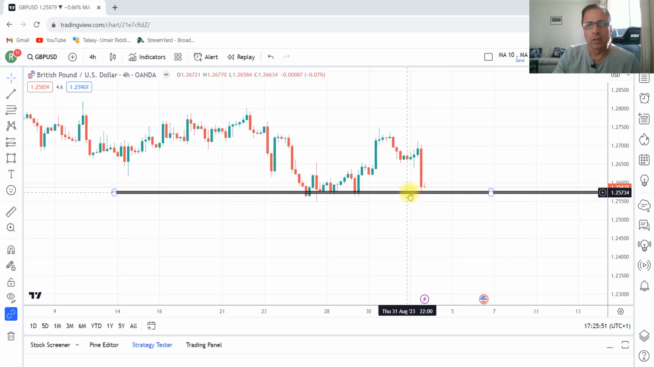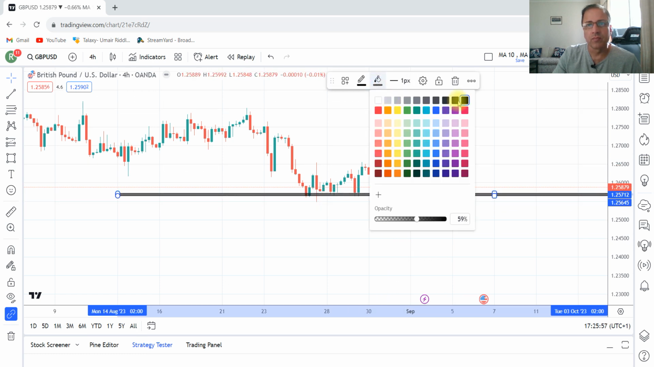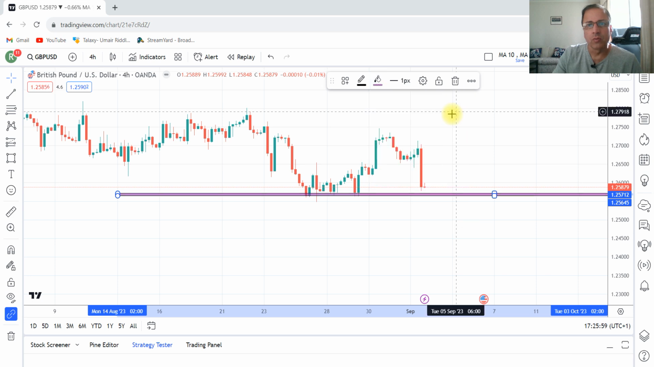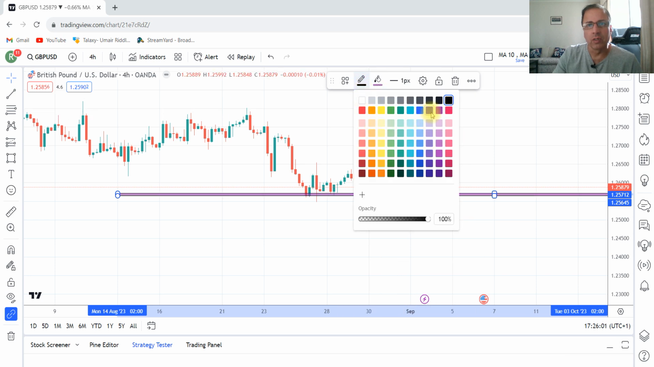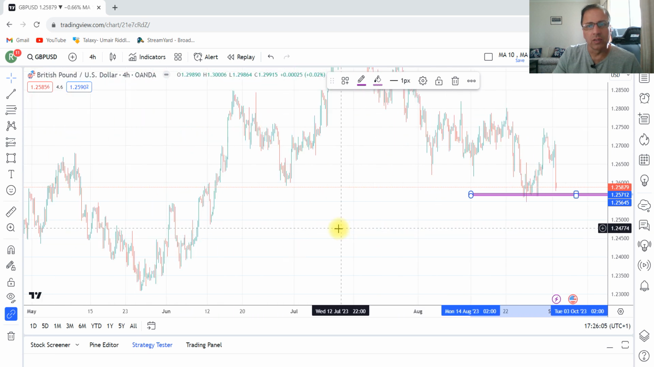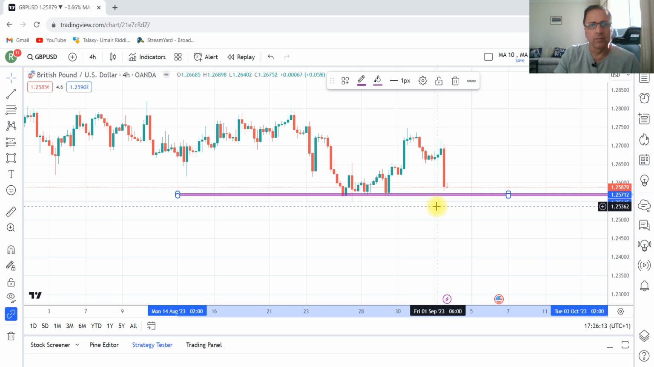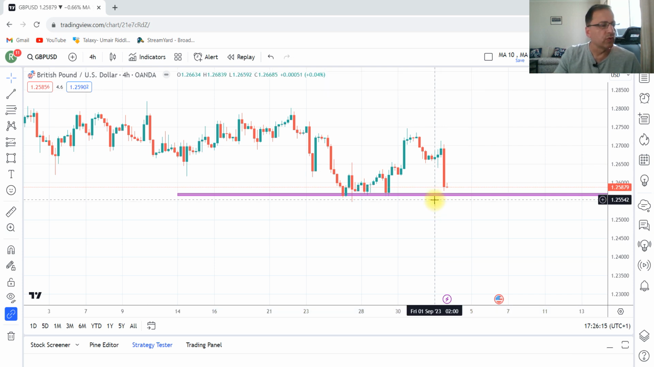Yeah, if it breaks down this support, whether on 4-hour or daily, then there are chances that it can go further down. So I will not trade it at this support level. I would like to see whether it breaks down or not, and then I will decide to take a trade.